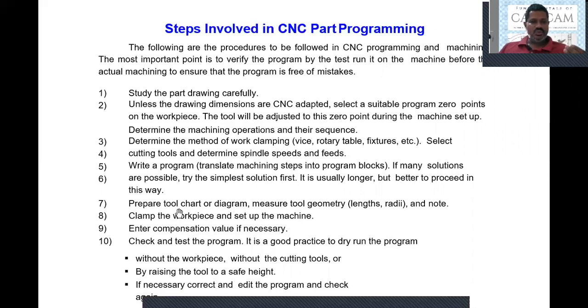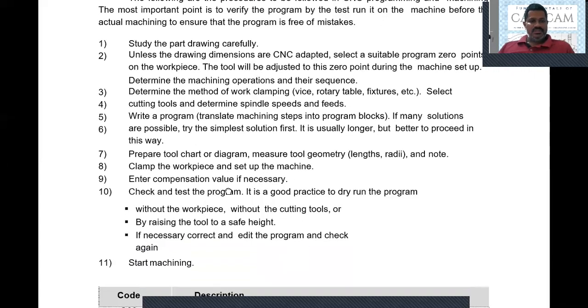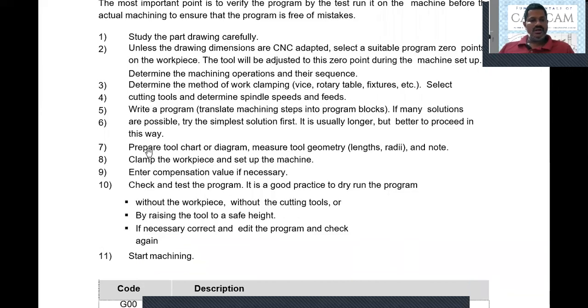Then prepare the tool chart and measure the tool geometry, length, radius, and all those. If necessary, we need to provide the compensation. In the last session, we discussed what is compensation. Then clamp the workpiece in a certain position, then enter the compensation value if necessary.